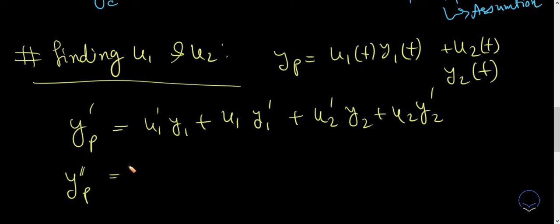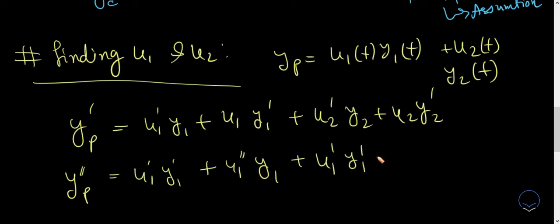After that you want to evaluate the second derivative. The second derivative will have u1 and y1, with a prime on both. Then you will have u1 double prime, that is from this part. You will have two parts over here, so you will have u1 double prime and y1 over here. Then you will have u1 prime y1 prime, and then you have u1 y1 double prime.